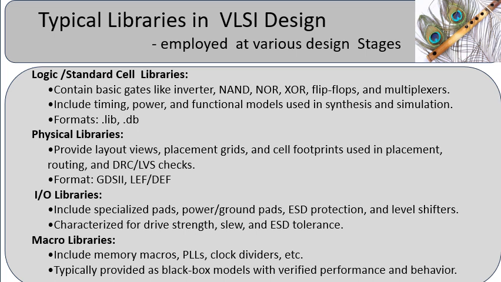We will now have an overview of various libraries employed at various stages of the design and verification process, as discussed below. Logic, standard cell, libraries contain basic gates like inverter, NAND, etc. They include timing, power, and functional models that are used in synthesis and simulation. Physical libraries provide layout views, placement grids, and cell footprints used in placement, routing, and DRC/LVS checks.